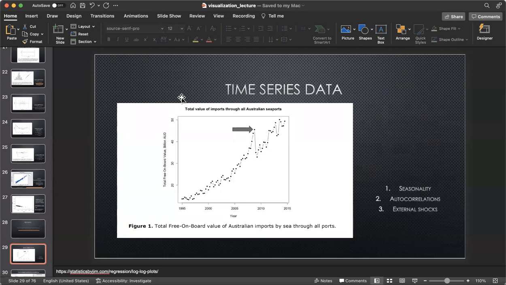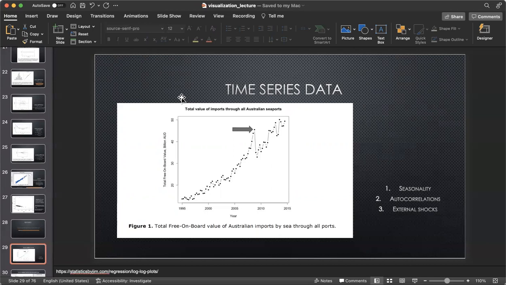Time series data is a different beast. A few years back, I was doing a project in Australia where we were trying to predict the value of imports coming in through Australian seaports. It was a forecasting problem, and we had historical time series data on how much goods were imported. This is telling you, in Australian $1 billion, what's the import through all the seaports. And this is time on the x-axis.